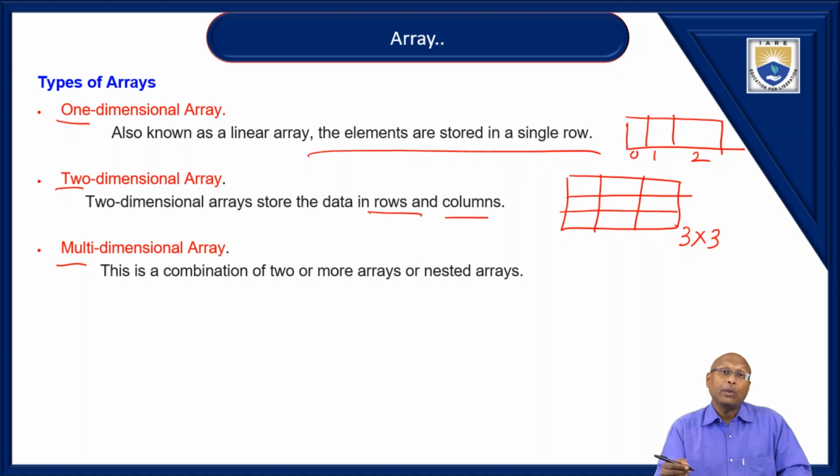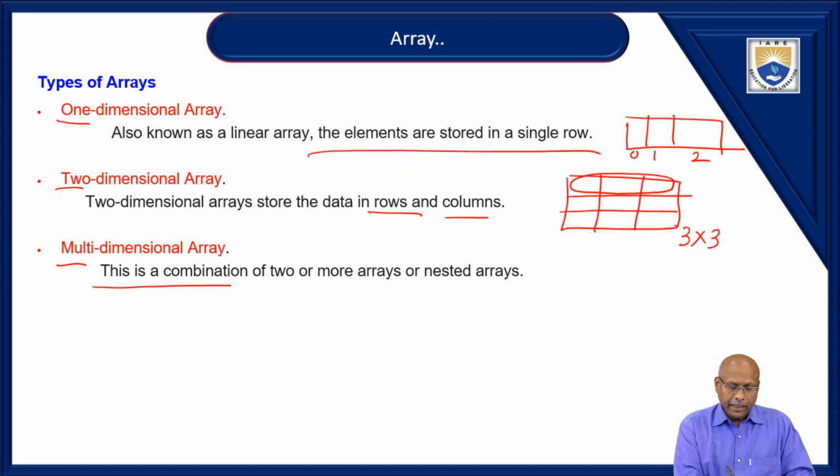Of course, you can have 3 rows, 4 columns. So 3 by 4. Or you can have 10 rows, 20 columns. So the dimension can be anything. There is no restriction. But there will be a set of rows and columns. Every row will be acting as one type of one-dimensional array. So indirectly I can say a collection of one dimension is 2 dimension.